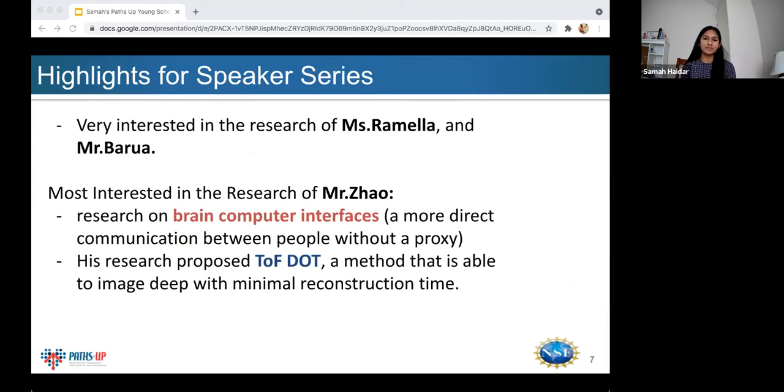Now, I was interested in the research of Mr. Mella and Mr. Barra, but I was most interested in the research of Mr. Zhao during the Highlights for Speaker series. His research worked on brain-computer interfaces, and his research proposed something called the TOF dot. And that was a method that is able to image deep with minimal reconstruction time.